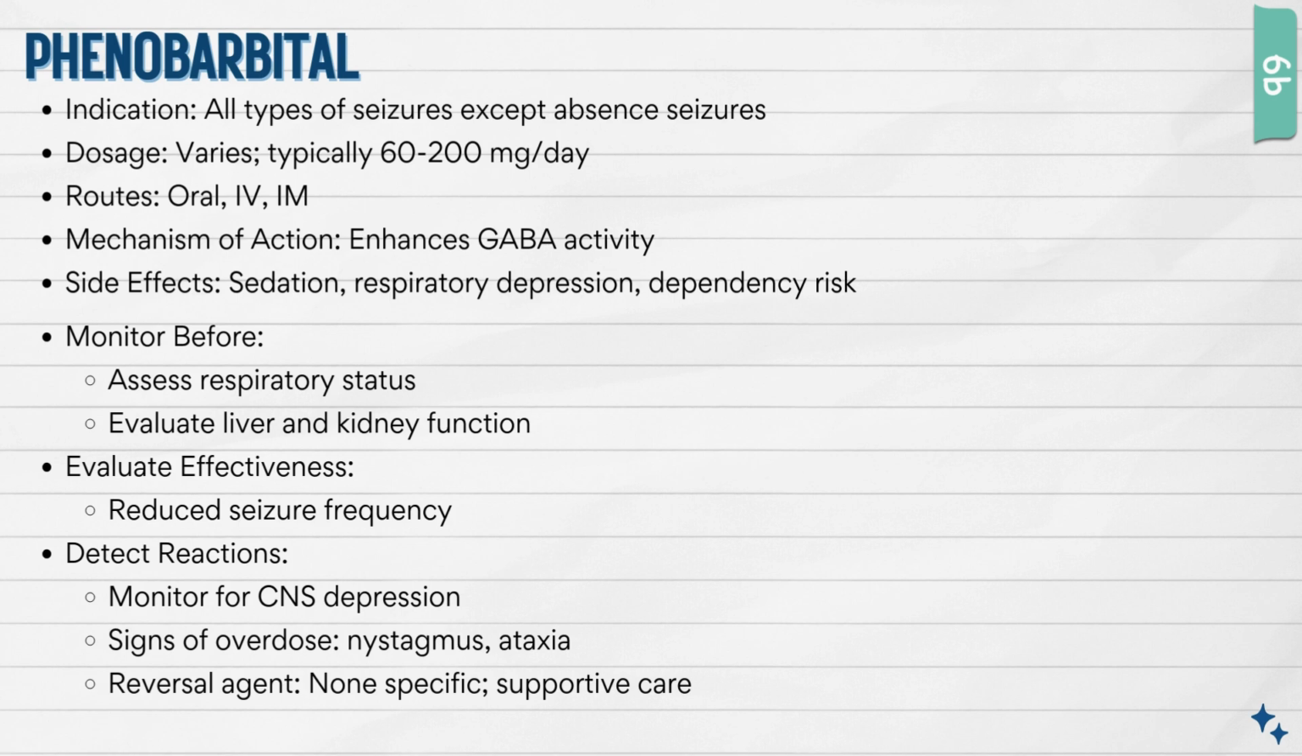So what am I going to look out for, the oh no things? CNS depression, excessive drowsiness, confusion, where they can't maintain their airway. That's not the goal. In cases where somebody overdoses on this, symptoms like nystagmus, which is involuntary eye movements, and ataxia, which is the loss of coordination, might occur. Again, no reversal agent, so we're going to be doing supportive care and symptomatic management until the body is able to metabolize and excrete it.